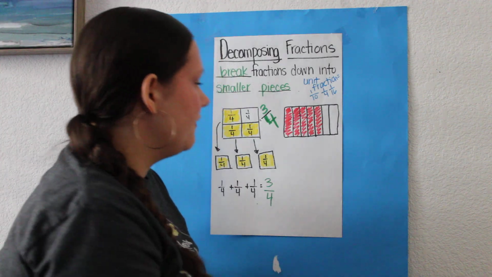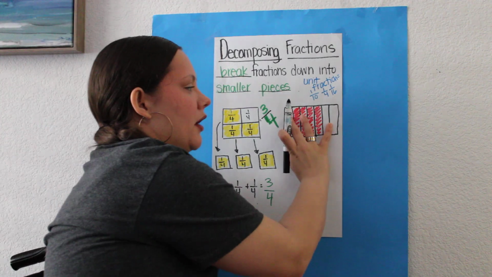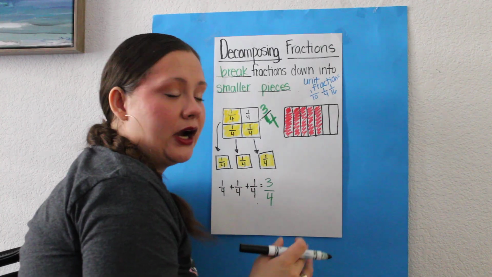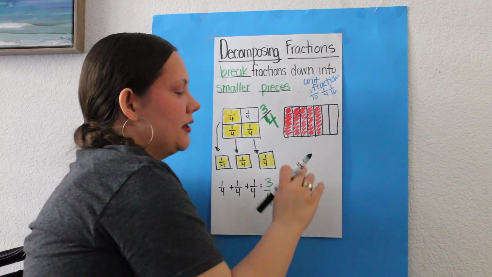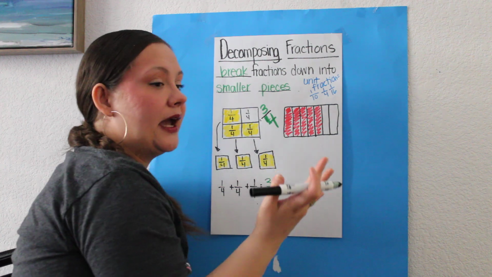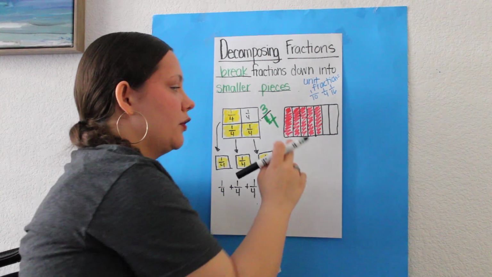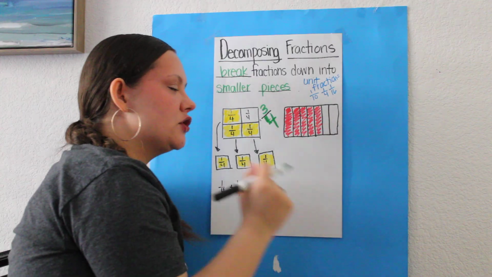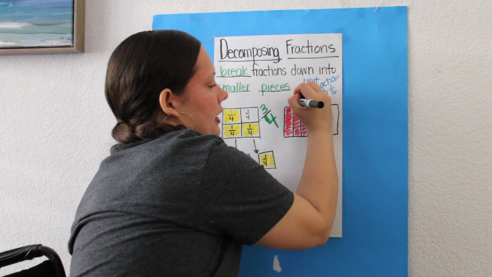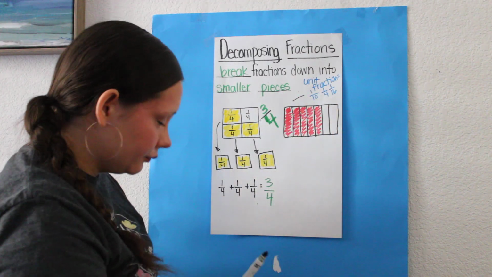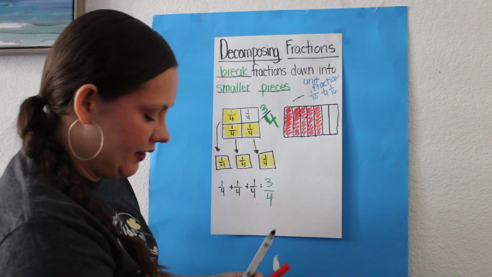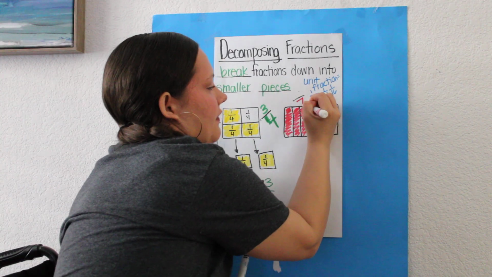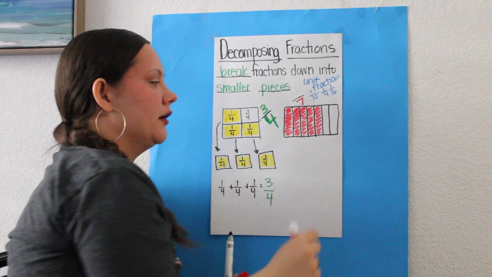So I'm going to start by figuring out what this model represents. First, I have to figure out my denominator, so I'm going to take the denominator by counting how many pieces my model is broken up into. I've got 1, 2, 3, 4, 5, 6, 7 total pieces in my model. I ran out of room on the side, sorry guys. I know my denominator is going to be 7 because I have 7 pieces right here.